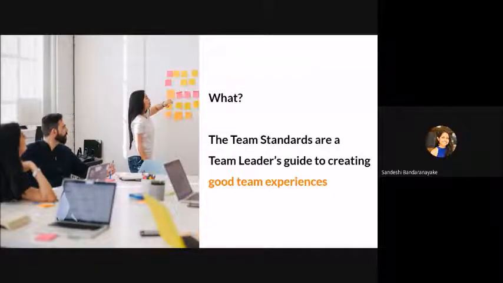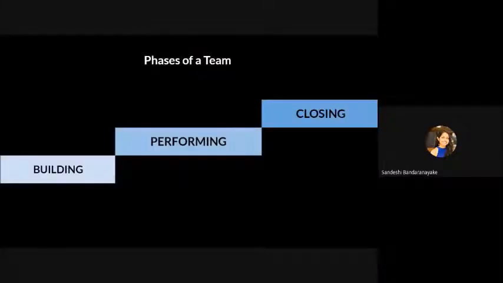All right. So in order to understand the team standards better, we'll first go through the phases of a team. All right. So any team outside of ISAC or inside of ISAC goes through these phases. But in ISAC, we have specific names for these three phases as building, performing, and closing. So the first one you see is the building phase or the stage. So in the building stage, this is where the team comes together. It's where they are formed. They decide what they're going to do, why they're a team, and what they want to achieve as a team.